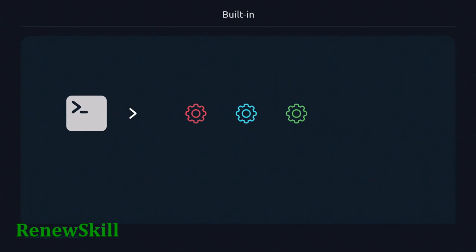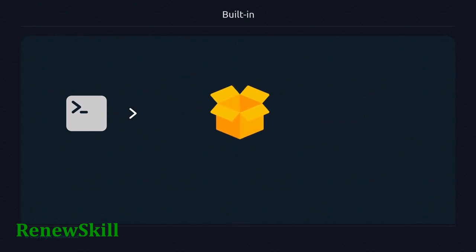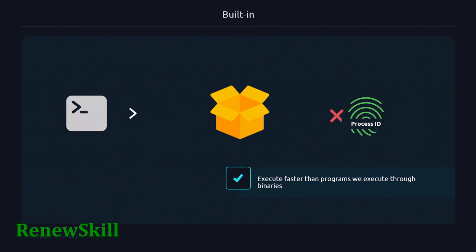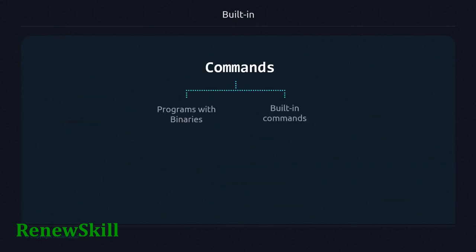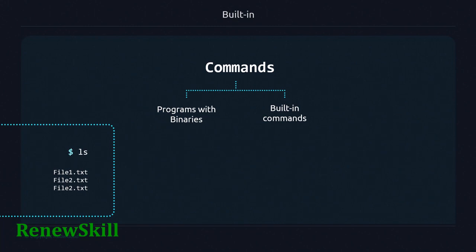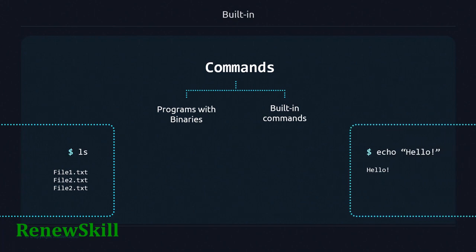Built-in commands are programs that come prepackaged in the shell that don't generate an additional process ID to run. This has significant implications in terms of performance, as built-in commands execute faster than programs we execute through binaries. We are going to categorize the commands we use in the command line in two main categories. Programs with binaries: some commands we use, like ls, have a binary that can be found somewhere in our file system. When we type ls, for example, we are executing the ls program through its compiled binary file. Built-in commands: commands that come prepackaged in the shell that don't generate additional process IDs when executed, like the echo command.